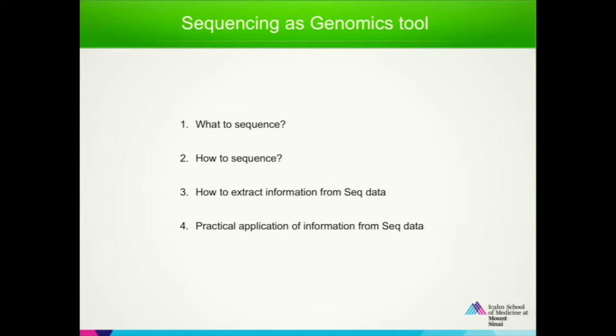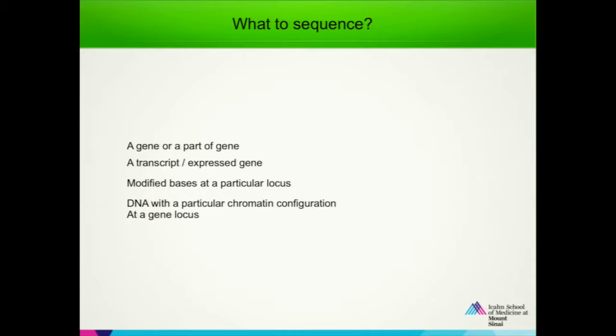Okay? And that exactly was done. Initially, the idea was to sequence a gene or a part of a gene. That's how it started in the late 70s and 80s. Or you sequence a transcript, like a cDNA, or DNA which has modified bases, or chromatin at a particular locus, either the promoter or the body of the gene, right? And the method of sequencing was Sanger sequencing. This was a very big technical advancement in the 80s and 90s. Once this was accomplished, it became a routine practice.